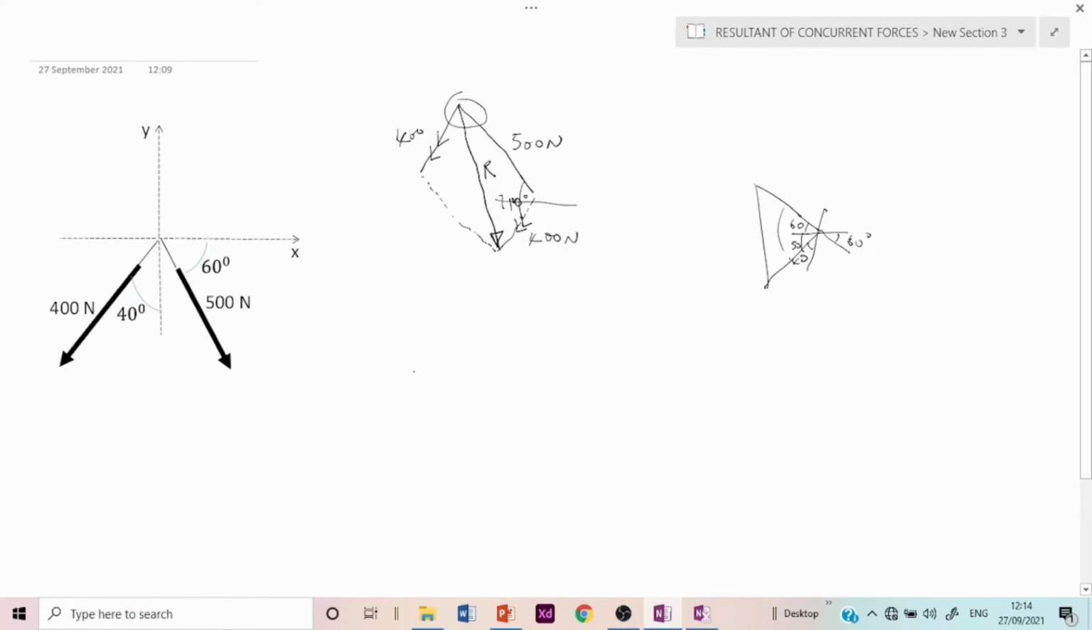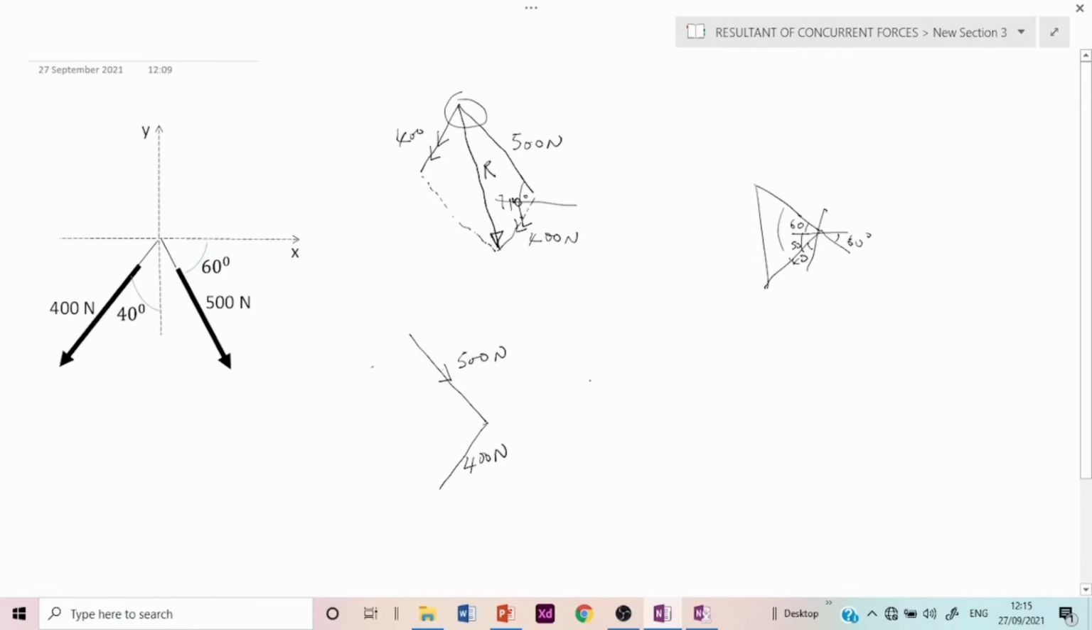An alternative way that we can produce this diagram is to draw what you call a triangle of the forces. To draw a triangle of forces, you draw one force. Let's say this is our 500 Newton force. Since it's acting in the same direction as the 500 Newton, you draw the second force from where the first force ends, and this is our 400 Newton force acting in the same direction as the 400 newtons.